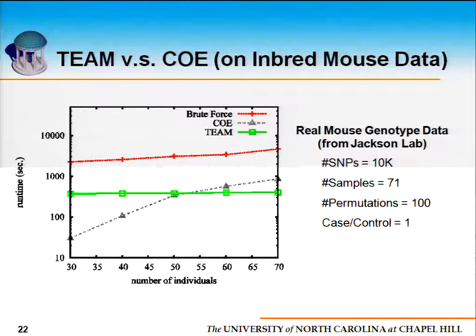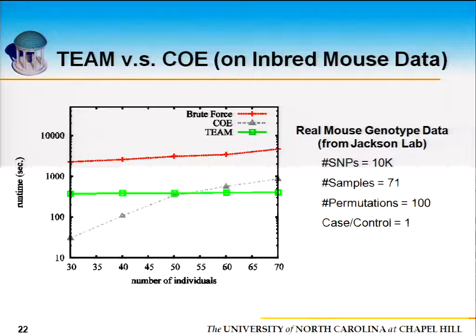So we also compared it with the previous method, GWAS, which was published last year. This is the same for Inbred. We compared it using Inbred data, which is a real data set from the Jackson Lab. The number of SNPs in this example is 10,000, the sample size is 1 on science, the number of permutations is 100, and the K rate is 1. So X here represents the number of individuals in the set. The red line at the top is the brute force approach, given as the reference.